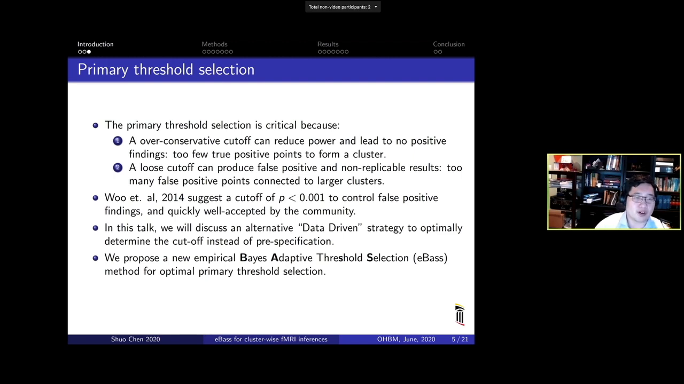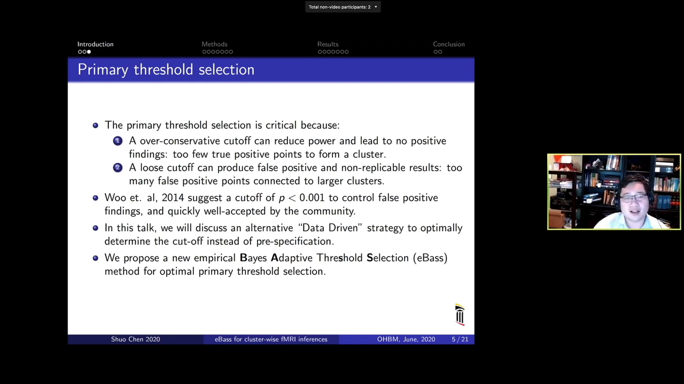There's a famous paper in 2014 by Wu et al. They suggest a cutoff of 0.001, and quickly this cutoff has been well accepted by the community and used for all studies.